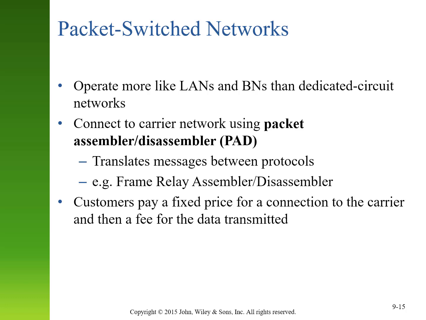An alternative to a dedicated circuit would be a packet switch network, which operates much more like the traditional local area network or backbone network that we've studied in past chapters. A common carrier is going to use some sort of packet assembler and packet disassembler to move messages across their common carrier network using something that resembles the TCP/IP network that we've studied in the past. And customers would pay a fixed price for a connection to the carrier and then a variable fee for the amount of data that they're transmitting.